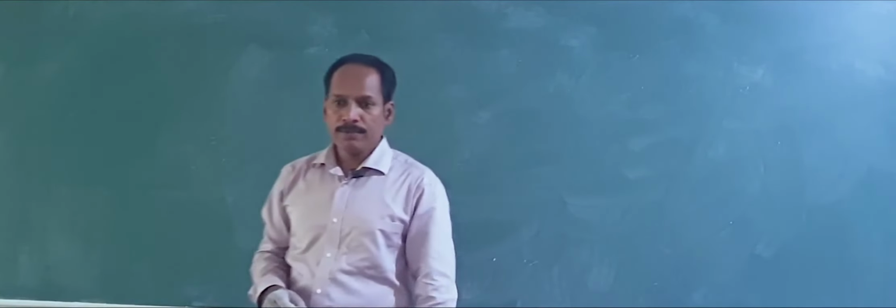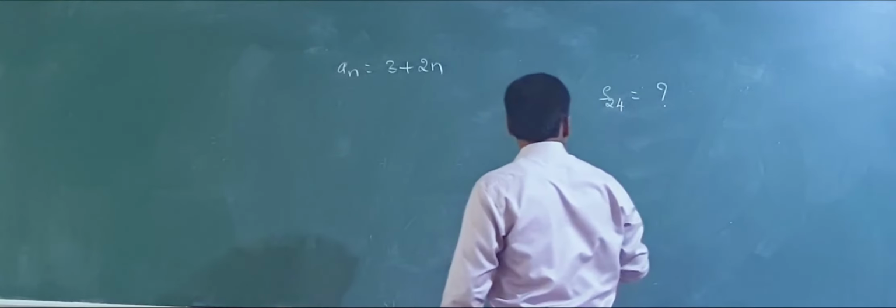So they've given the nth term. So an will be given by, what's the equation they have given? 3 plus 2n. So I have to find the sum of 24, S24. To find this, what is the formula we need?